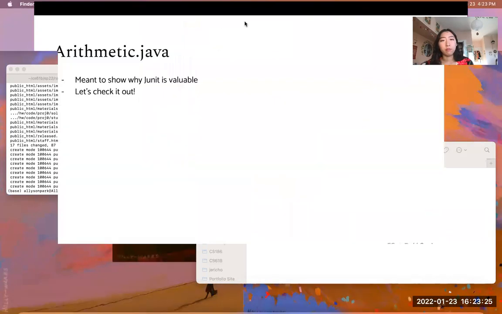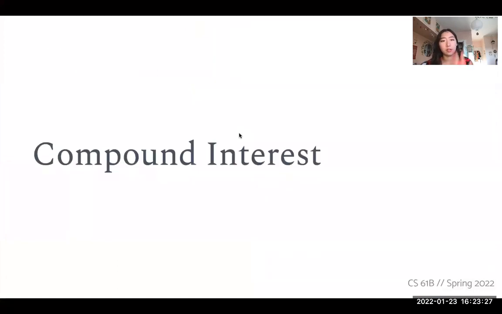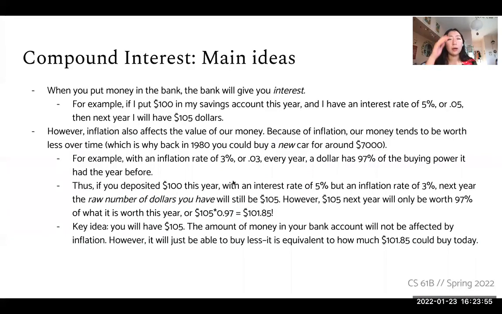And so now, moving back to the rest of the homework, we can talk about compound interest. So take a quick breath before this one. Compound interest is, I think, a little more involved just because you have to understand the concepts behind it. But it is mostly meant to exercise your ability to write tests rather than to write a super complicated method. So with that being stated, let's go over the main ideas.